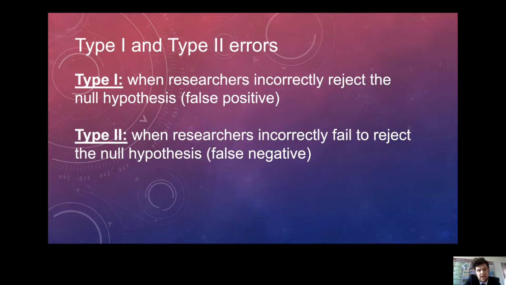And that is why we use a p-value of 0.05. It's deemed an acceptable compromise between the risk of a type 1 and a type 2 error.